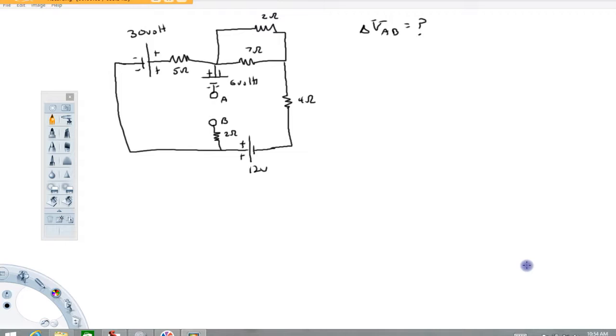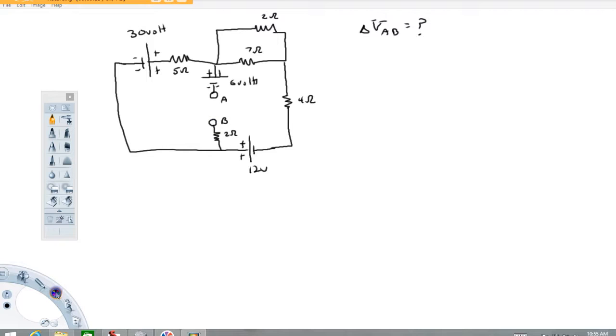I'm making this video to provide an example of how to calculate potential difference between 2 points in a circuit. So what we're looking at here is this kind of mixed up circuit that's got 3 batteries: a 30 volt battery, a 6 volt battery, and a 12 volt battery. We've got various resistors here, 5, 2, 7, 4, and 2 ohms. And just like I said, we're going to talk about how to calculate the potential difference between A and B.